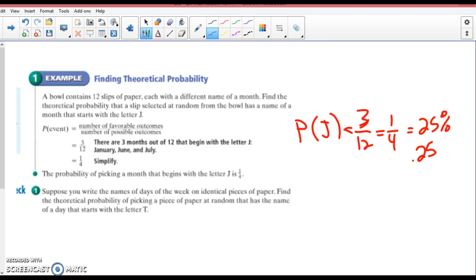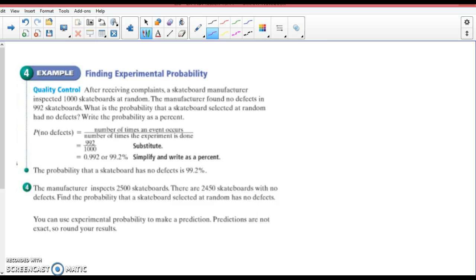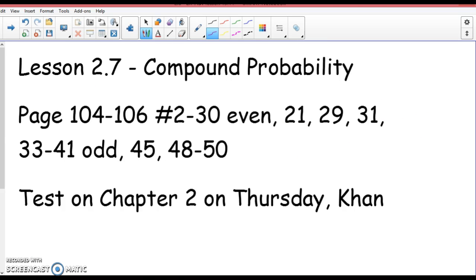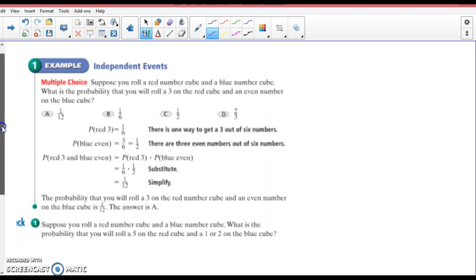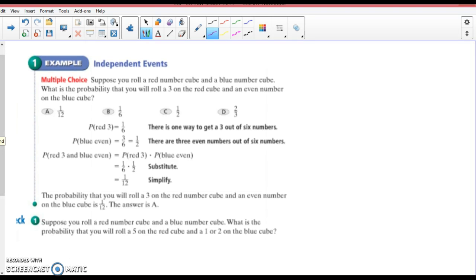All right. Now, the rest of these problems that we are going to go over are problems that are actually in your book. You do not need to write these down because you can see these examples again in your book if you want to. They're not on your yellow sheet. All right. Suppose you roll a red number cube and a blue number cube. What is the probability that you roll a 3 on the red and an even on the blue? So probability of a 3 and then an even.